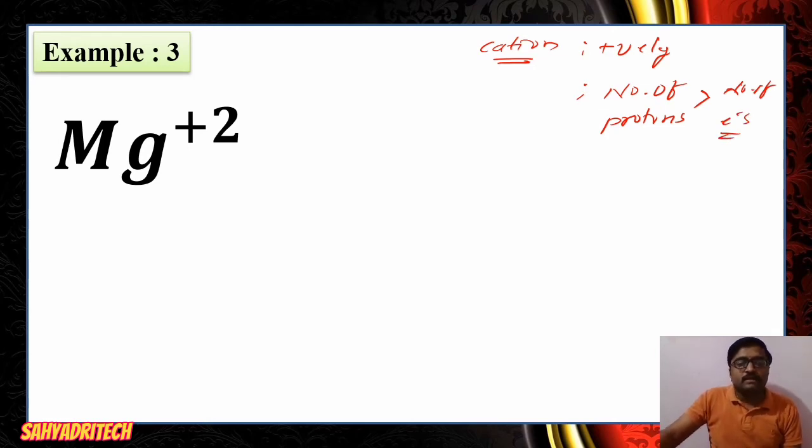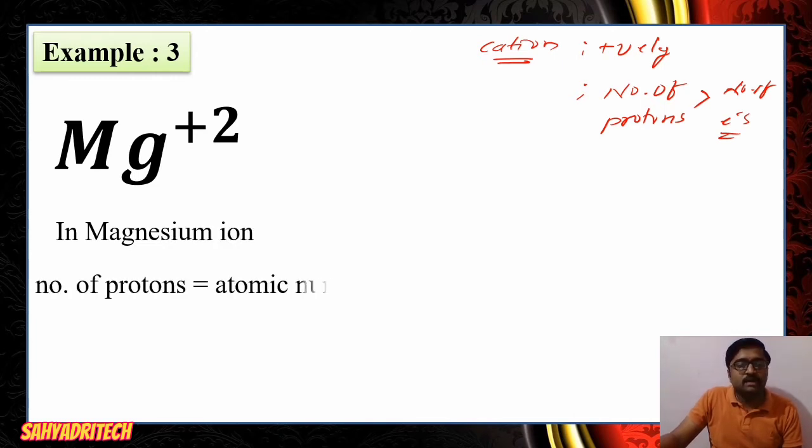Now in case of cations, first we think of number of protons. Say number of protons in case of magnesium ion, the atomic number, there is no change in the number of protons. Please remember, whatever it may be, cation or anion, number of protons remains same, right? So number of protons is nothing but atomic number itself. So what I can say here, in case of Mg2 plus, number of protons are 12.